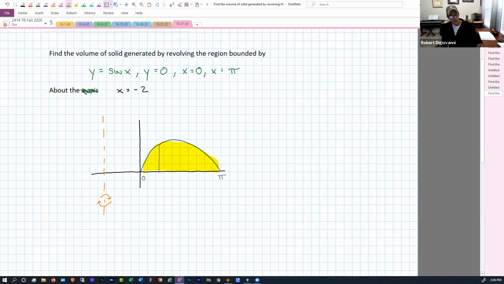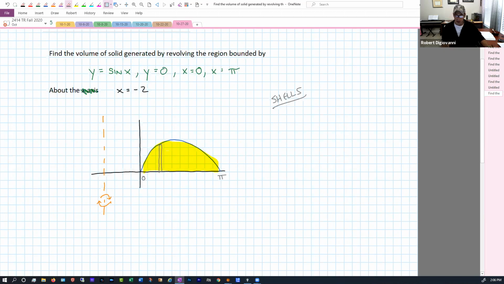I have to use a vertical rectangle. I can't do a horizontal one, because then that sine curve is not a function of y. It's a function of x, so I can't go horizontally with my rectangle. So I must use shells. I have to.